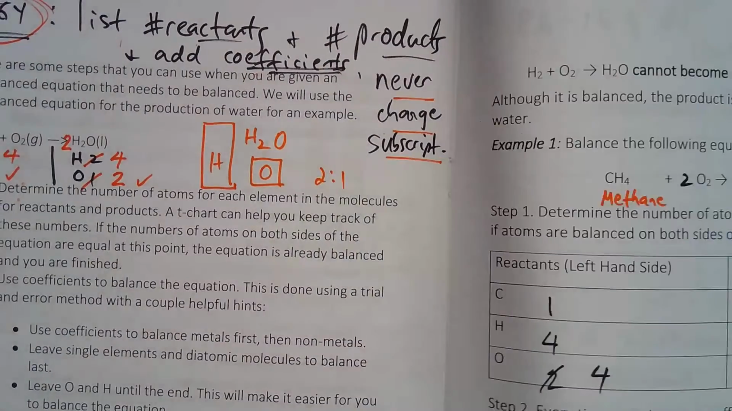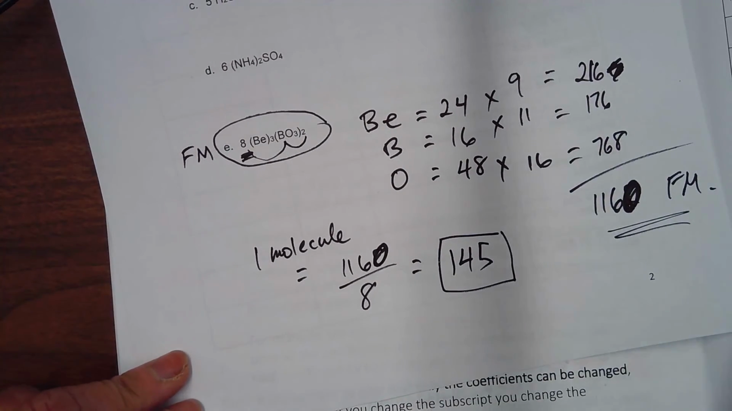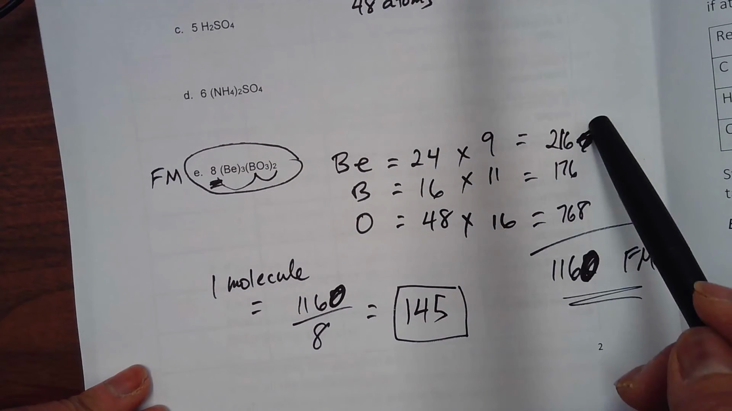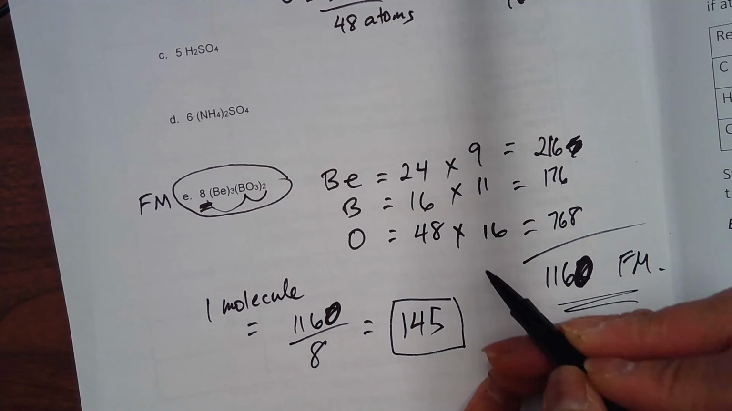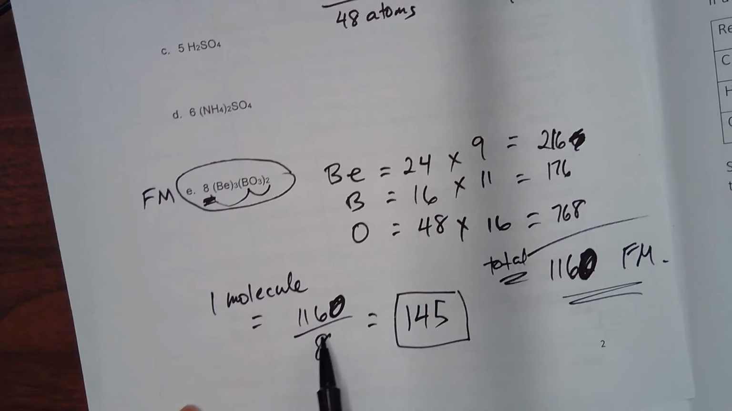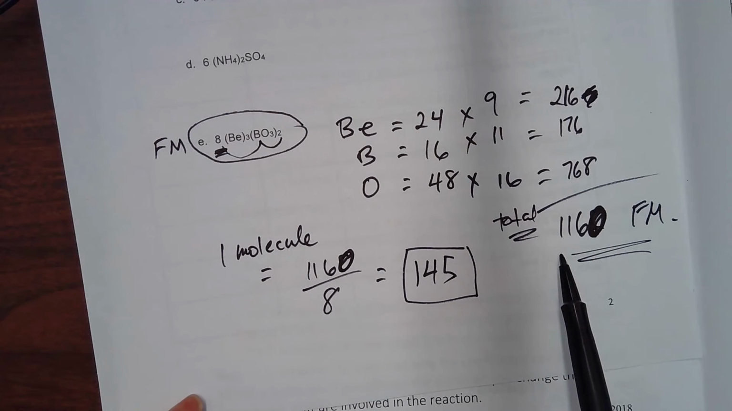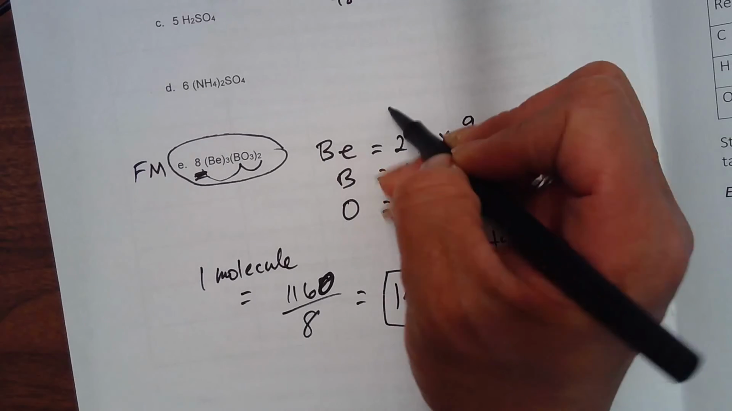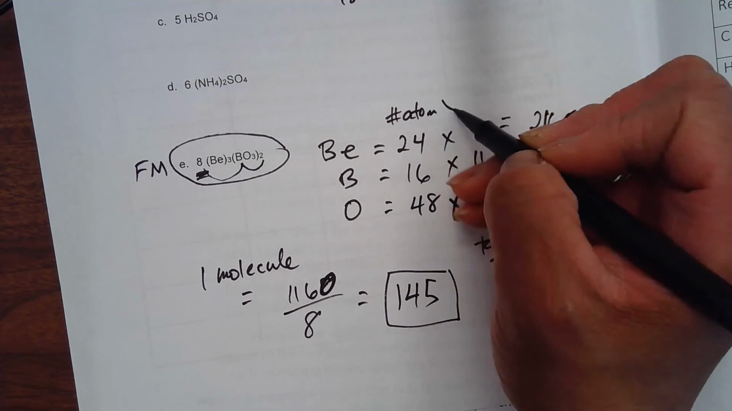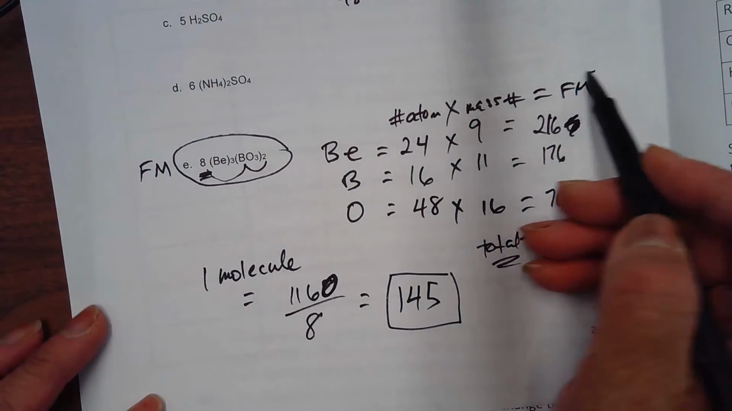Question? Where did we get this? This is the total. You add them all up. 1160 is the total. And so this one here: you count the number of atoms, you multiply it by the mass number, and that's how you get the formula mass. That's the formula right here.